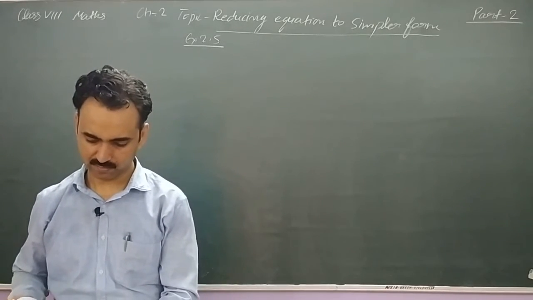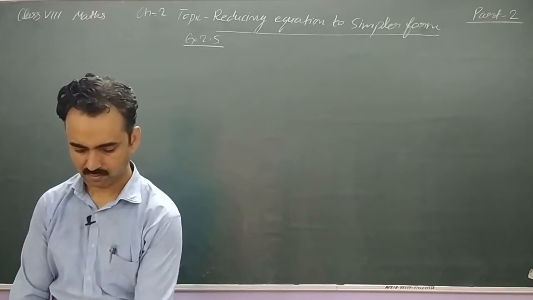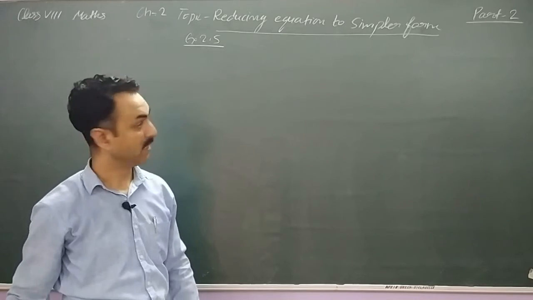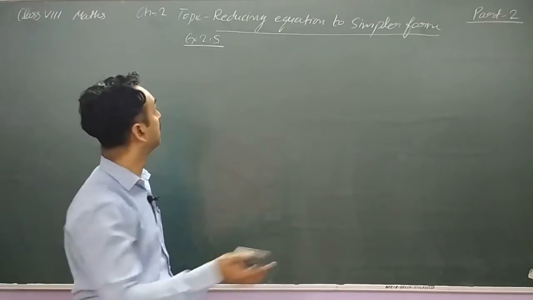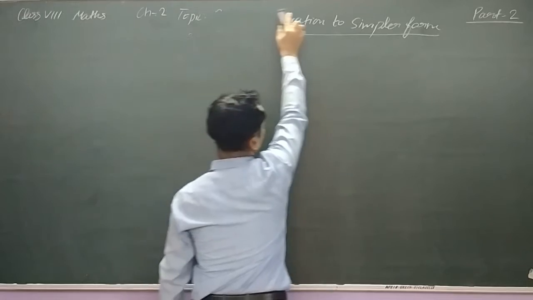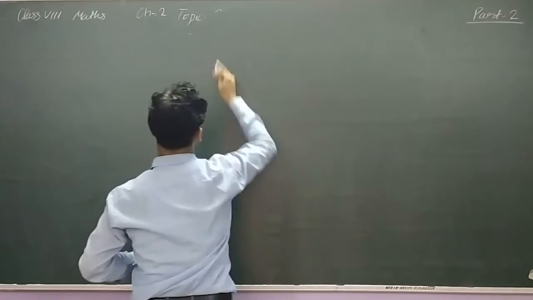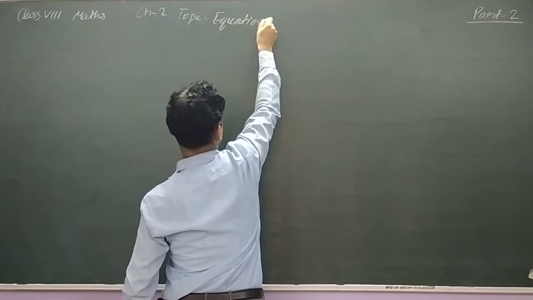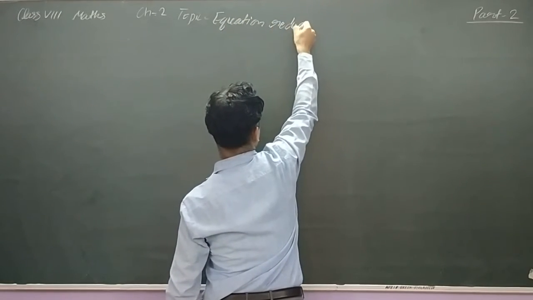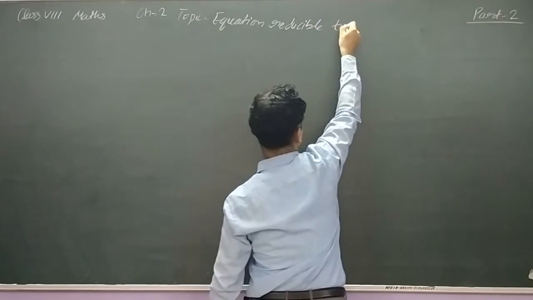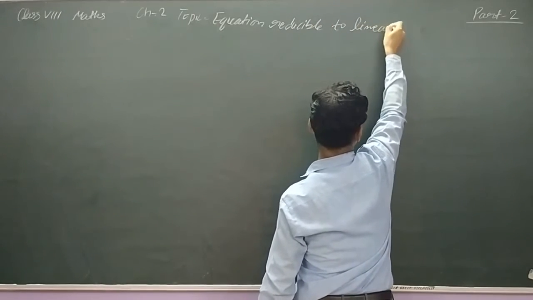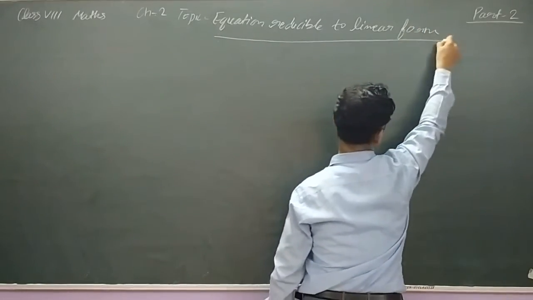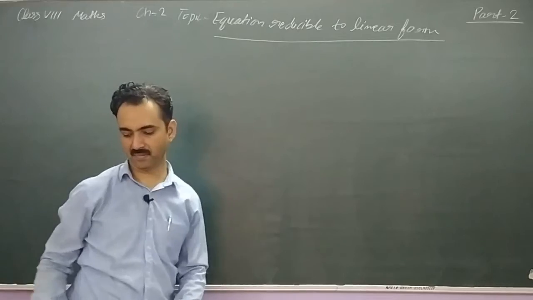Okay, so now the topic is 2.7, equation reducible to linear form. Equation reducible to linear form.